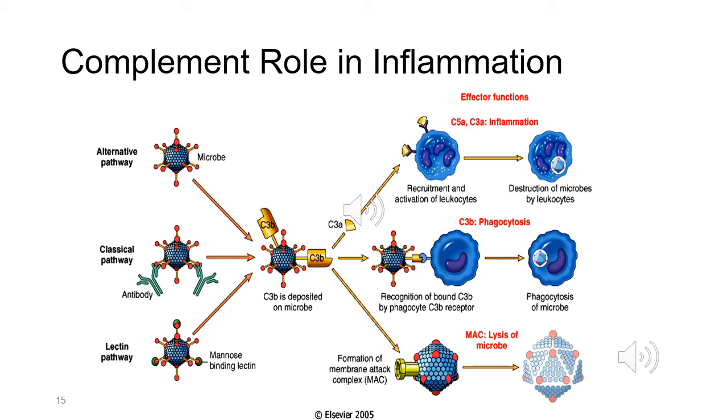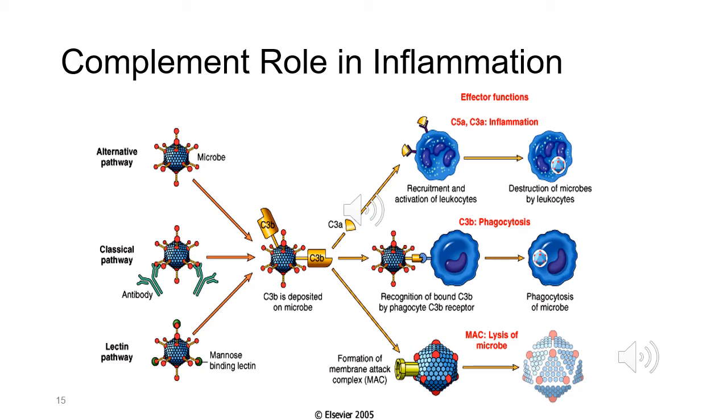So the alternative pathway will lead to potentiate the action of inflammation in terms of recruitment and activation of leukocytes and destruction of the microbes directly by the leukocyte itself. The classical pathway will lead to recognition of bound C3b by phagocytic C3b receptor, and therefore potentiating the phagocytosis of the leukocytes. Now, the formation of the membrane attack complex will lead to lysis and destruction of the microbe itself.